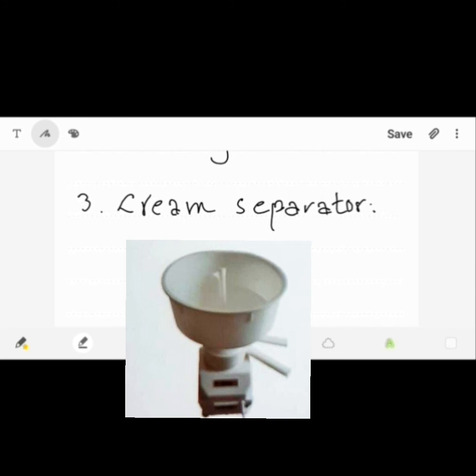Third application of centripetal force is the cream separator. A cream separator is a machine which is used to control the fat contents in the milk. It is a high speed spinner, so it works on the principle of a centrifuge machine. A centrifuge machine is a laboratory instrument which is used to separate light and heavy particles from a mixture.